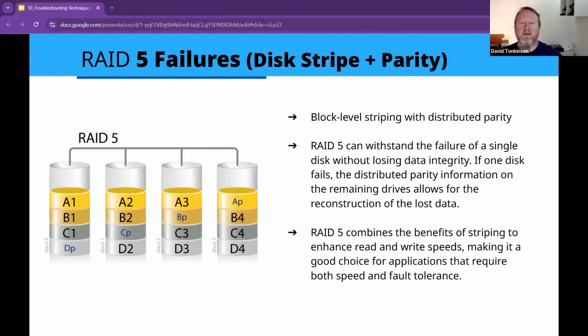So RAID 5, this is our disk stripe. So remember, we're writing across all the disks. And with one of them basically getting used as a parity. So you can see we write A1, A2, A3, and then A parity gets written to a disk. B1, B2, B parity, and B4 gets written to a disk. Okay, so this basically means that all the time we can lose one of those disks, and with the parity being written, we can then reconstruct that data. So we can now lose one disk, which is great. So that's the benefit of RAID 5.